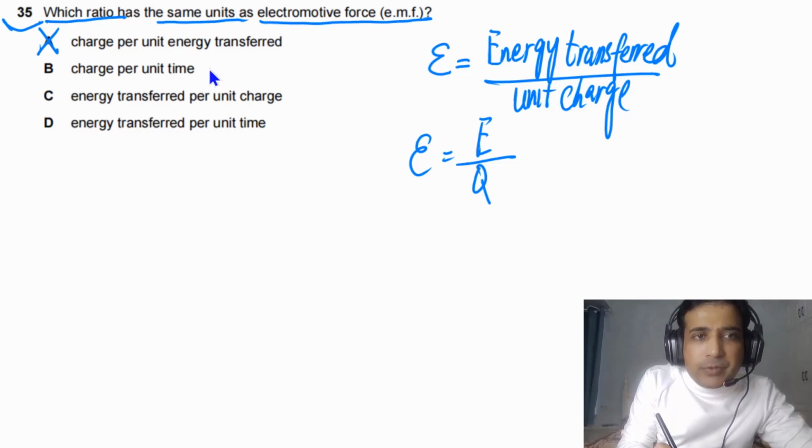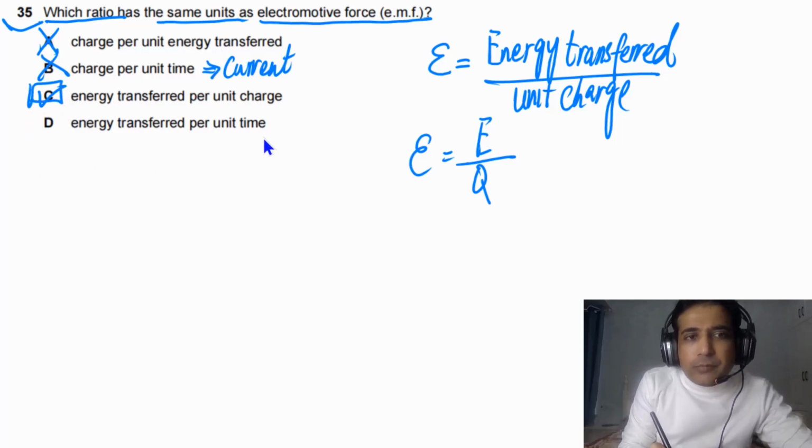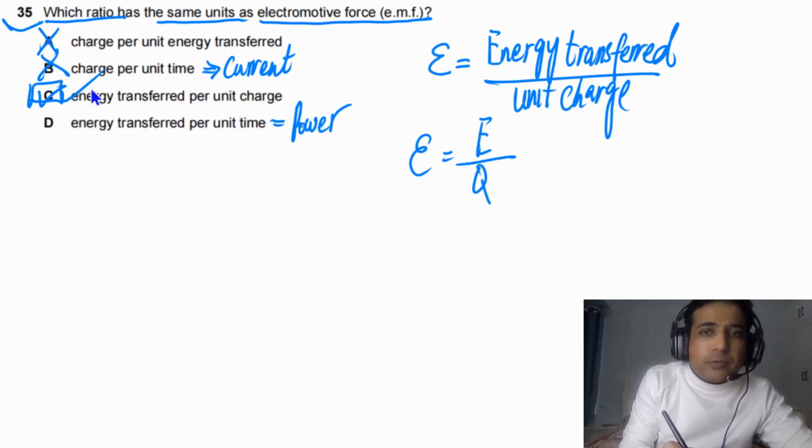Charge per unit time, this is current, so this is also not possible. Energy transfer per unit charge, yes, this one is right. So this is the answer. Energy transfer per unit time, this is power, and this is also not a possible answer. So the answer for this question is C.